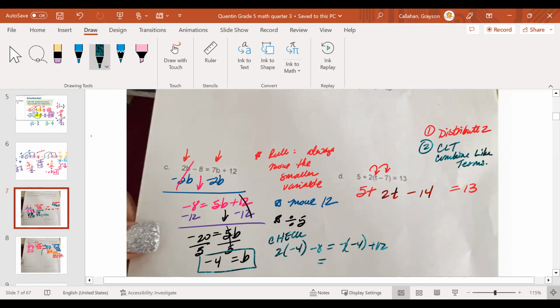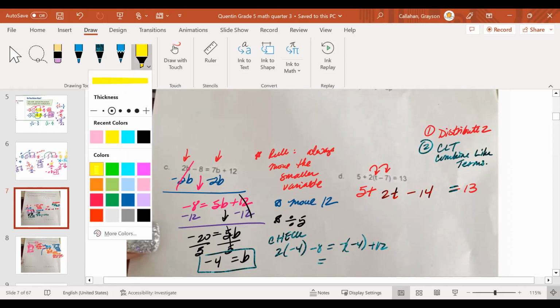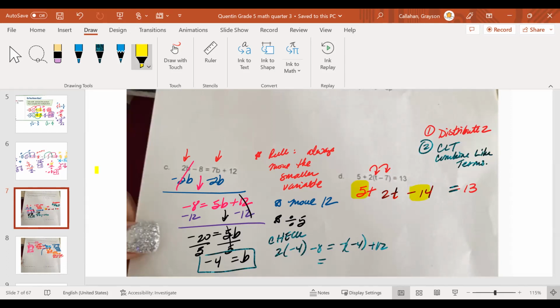No, because you're on opposite signs. You see the equal sign? Do you have anything you could combine that's on the same side? Yes. 5 and 14. They're the same numbers. Do you see how they're the same terms? There's no t involved. You see that? You can combine them together.